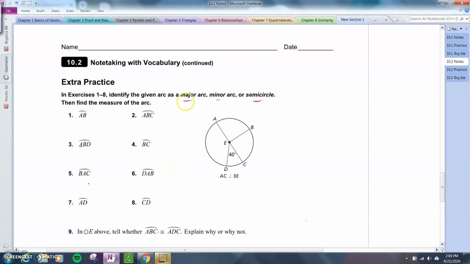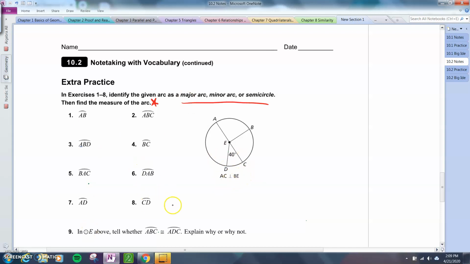Alright, so let's go over some examples out of 10.2. So we just looked over some of that vocabulary, and now let's apply this to some problems here. So 1 through 8, identify the given arc as major, minor, or semicircle. And then we also need to find the measure. So we have two things to do for each one of these.